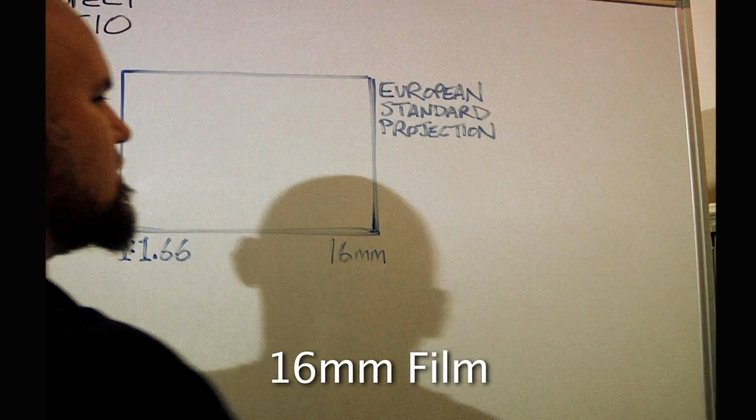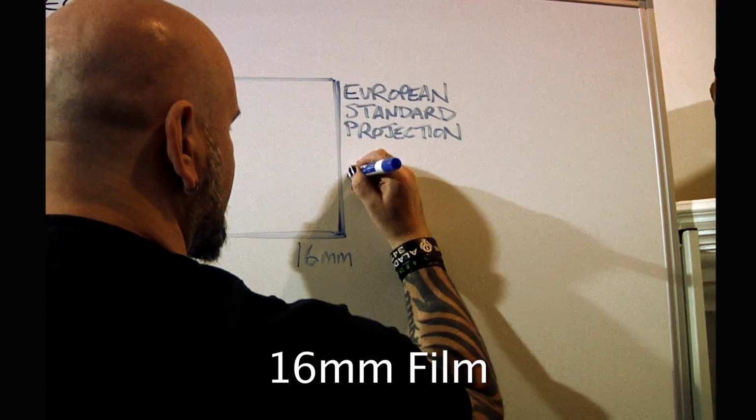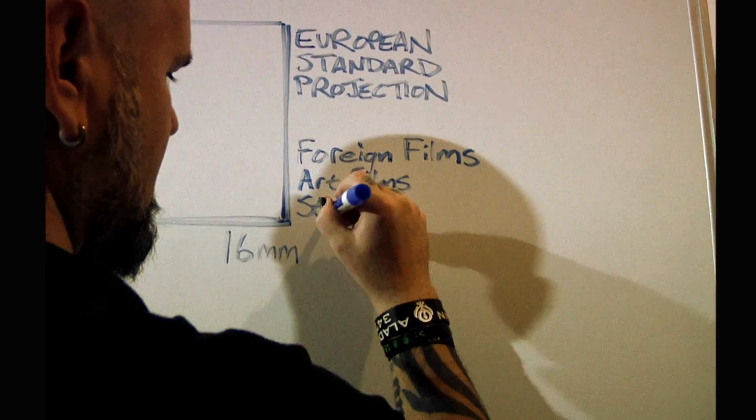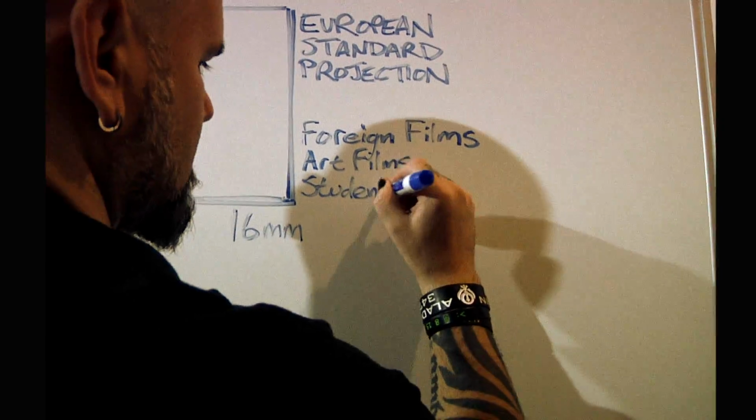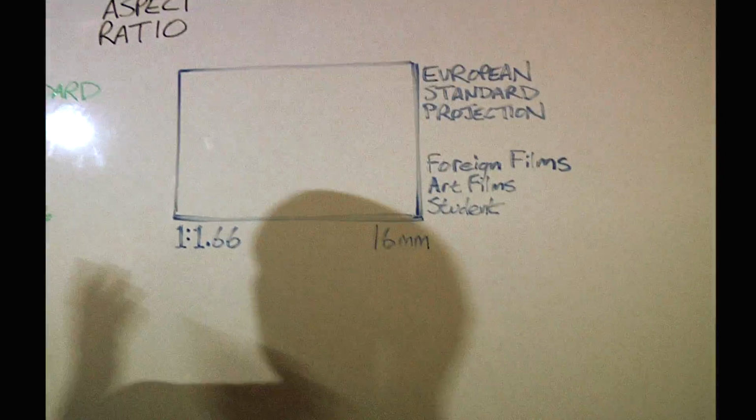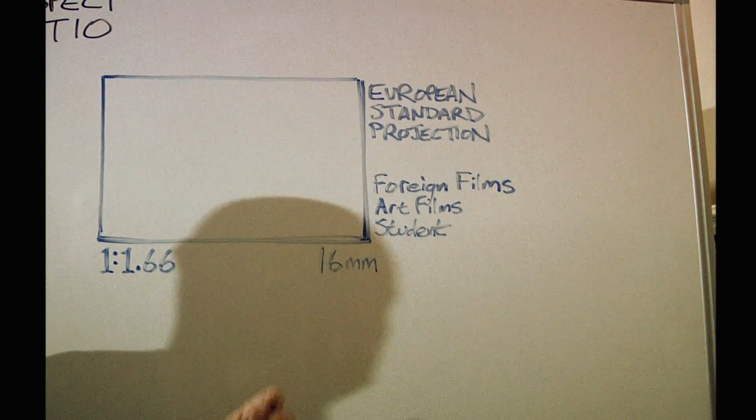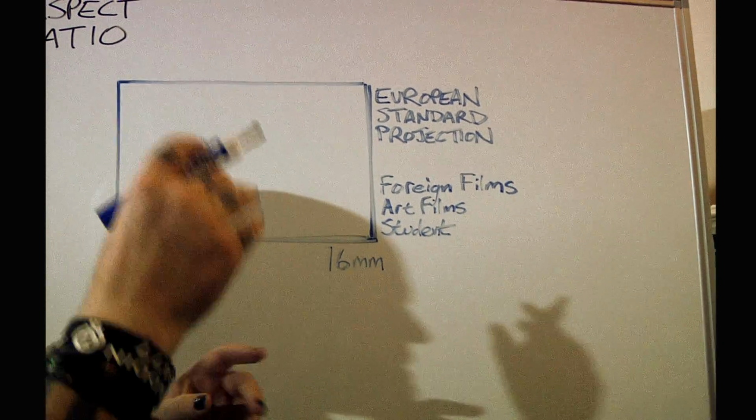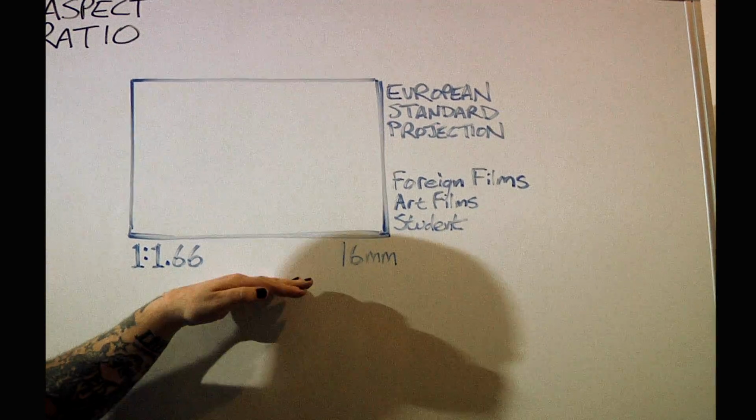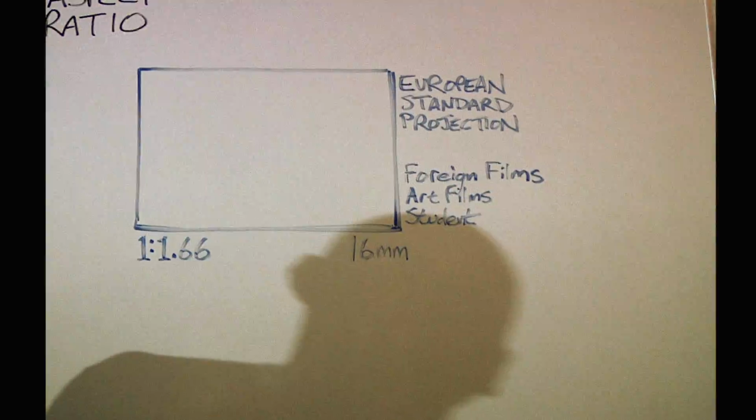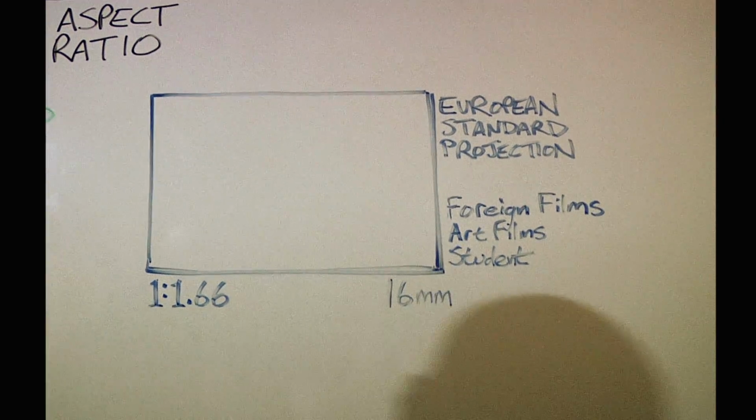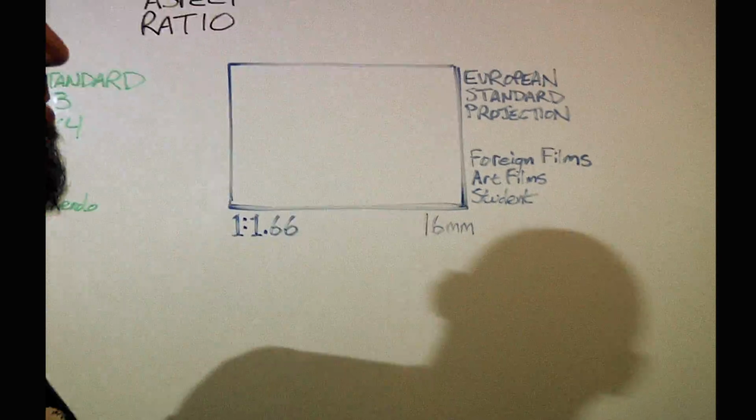Where do you see this? You see this with a lot of foreign films, also art films, student films. And the reason why, film is super, super expensive. And 8mm film is the cheapest, but the negatives are so small, it's really easy to see scratches and dust particles. This is a little bit bigger. Again, it's not the best quality, but some people just really love the look of film. And so 16mm, this will give you the aspect ratio.